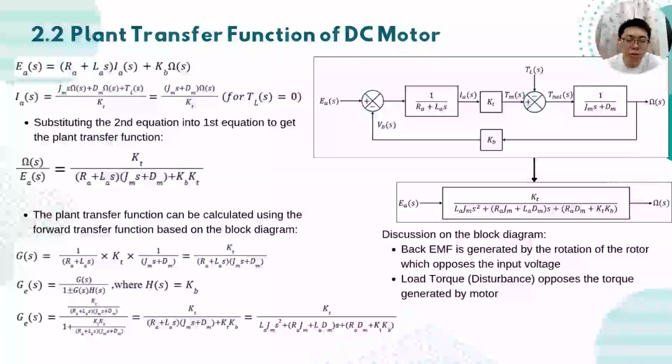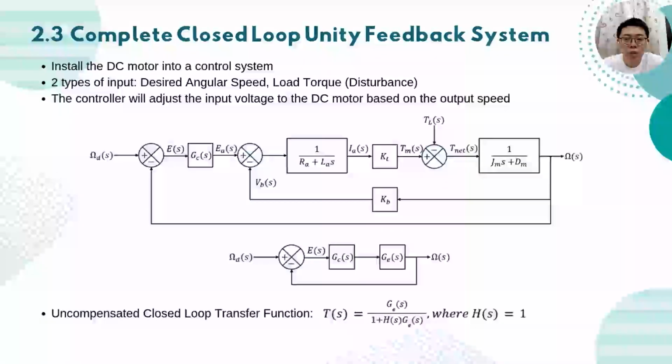The first diagram shows the block diagram of the DC motor, and it can be simplified into a single block which represents the transfer function of the DC motor. From the block diagram, we can see that the back EMF is generated by the rotation of the rotor, which opposes the input voltage, and there is a load torque which acts as a disturbance to oppose the torque generated by the motor.